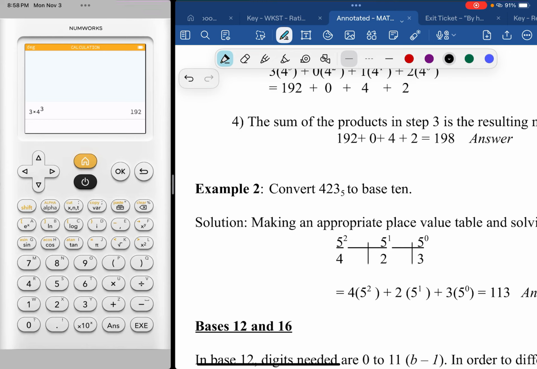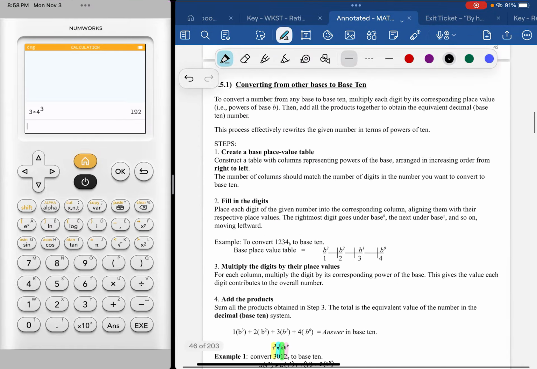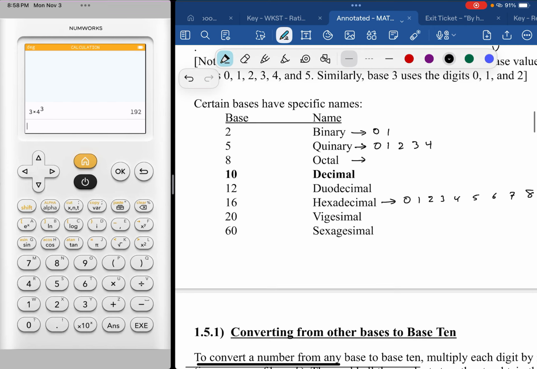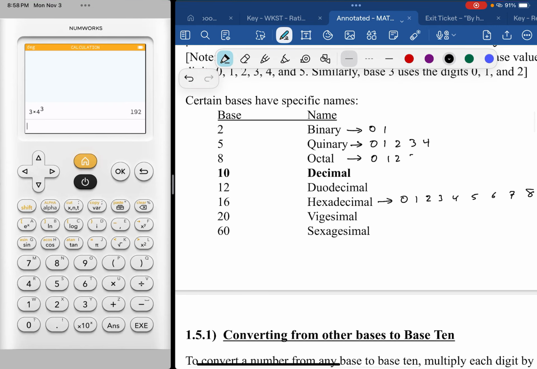But the thing is, if you have something that is base 5, for example, you could never have a digit that would be greater than 4. All right. Because again, just going back to my list here, the binary digits go from 0 to 1. The quinary go from 0 to 4. Octal go from 0 to 7. Decimal we already talked about. Duodecimal. So that's going to go up from 0 to 11.